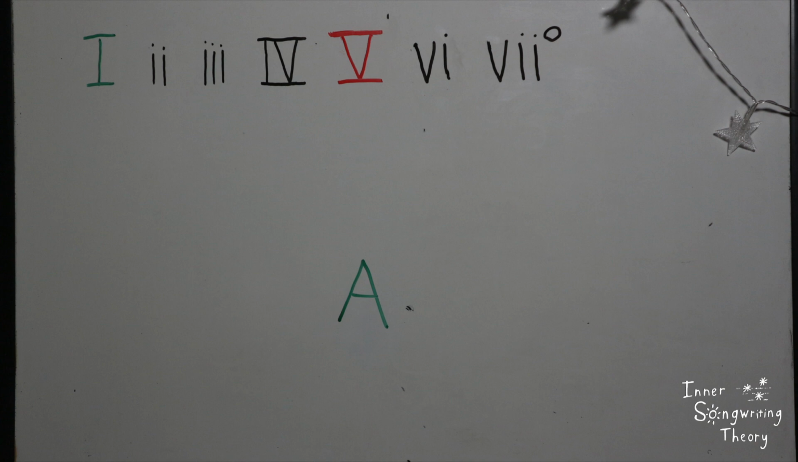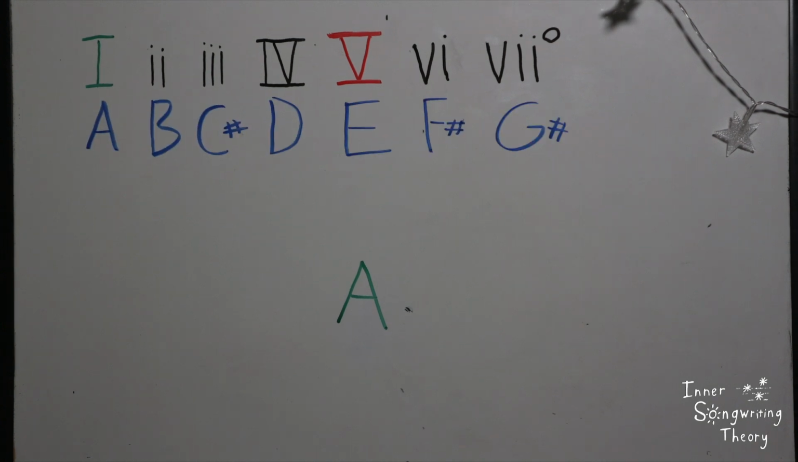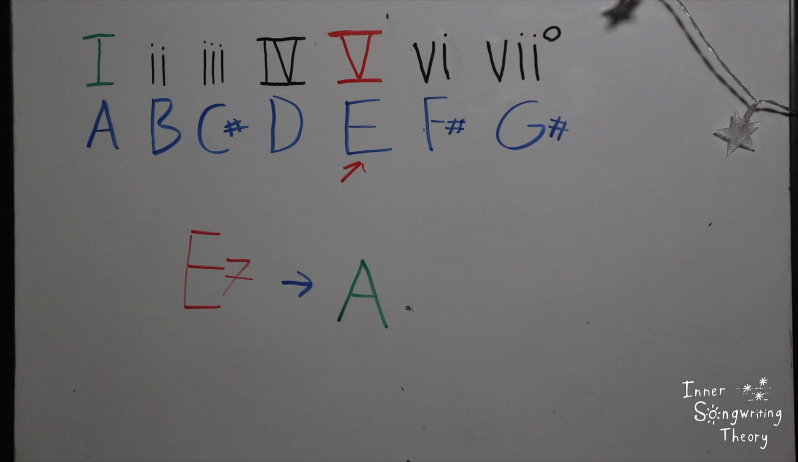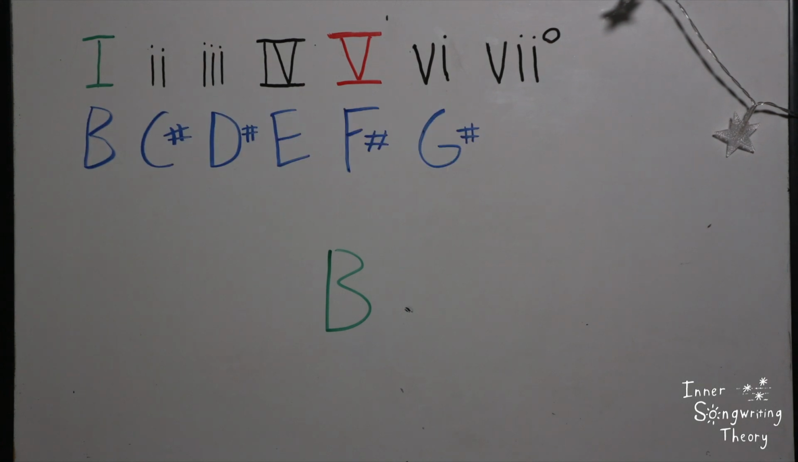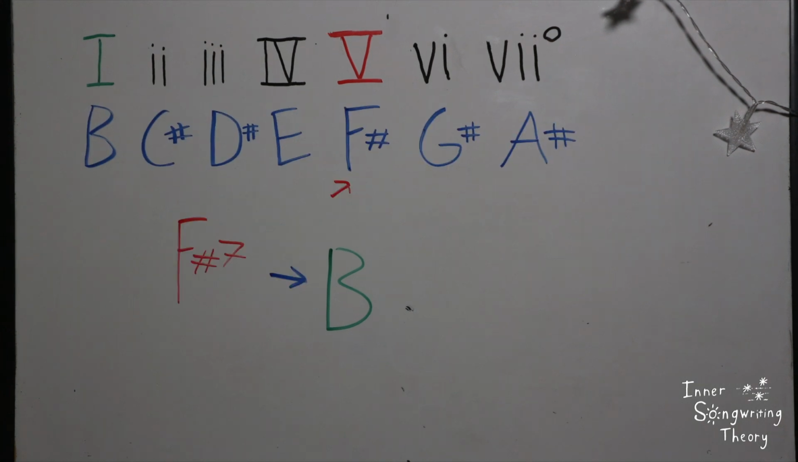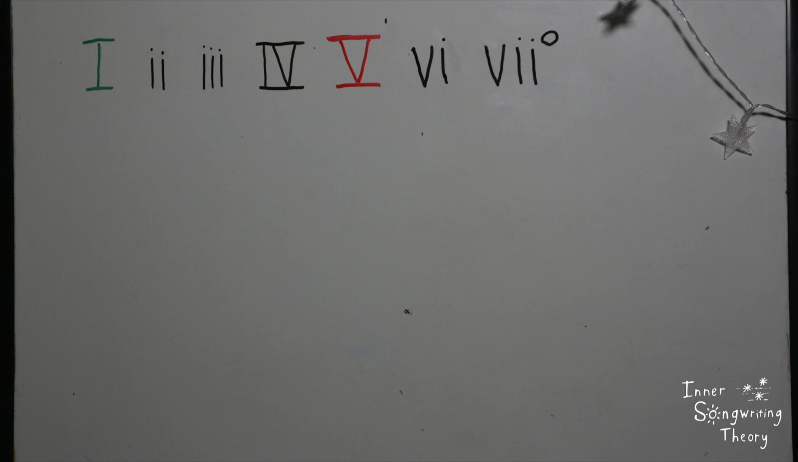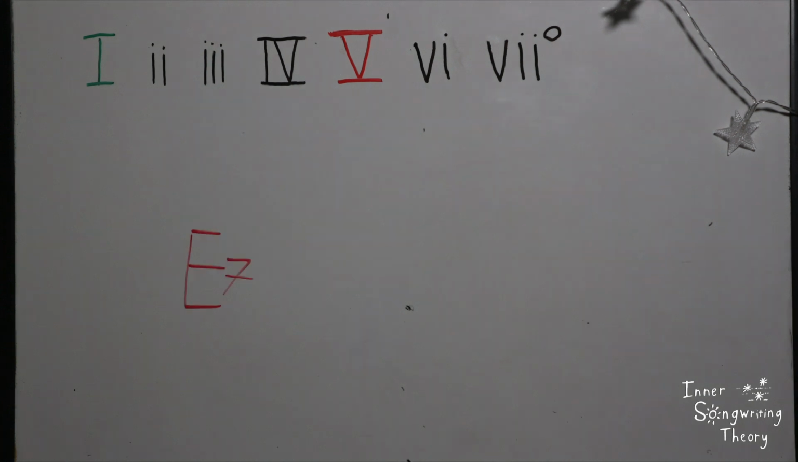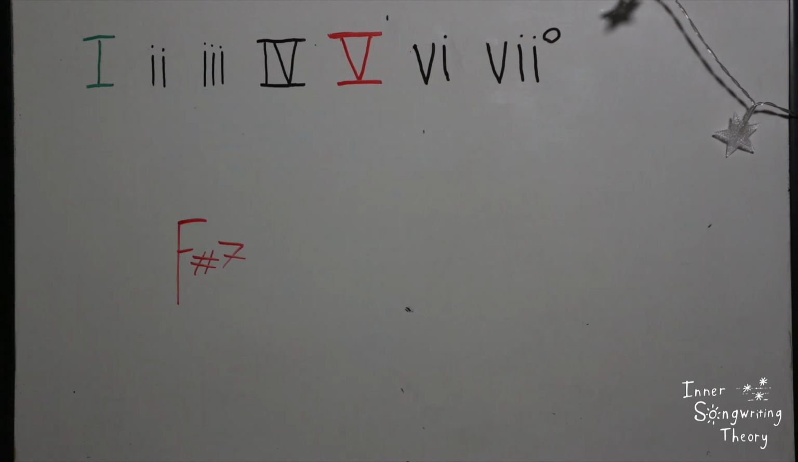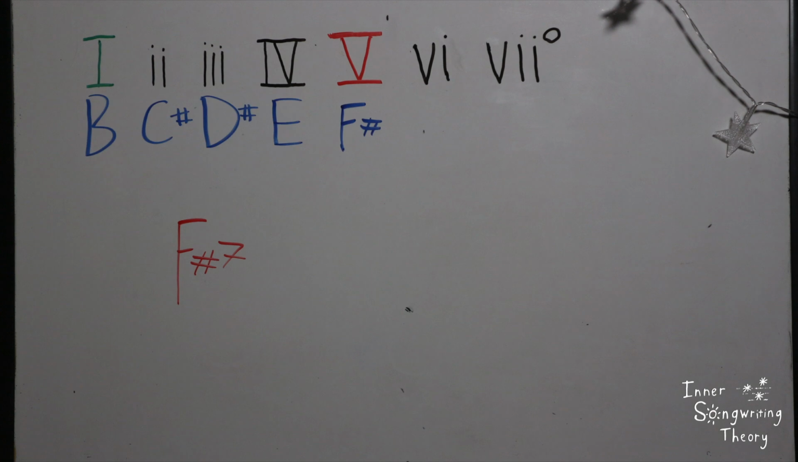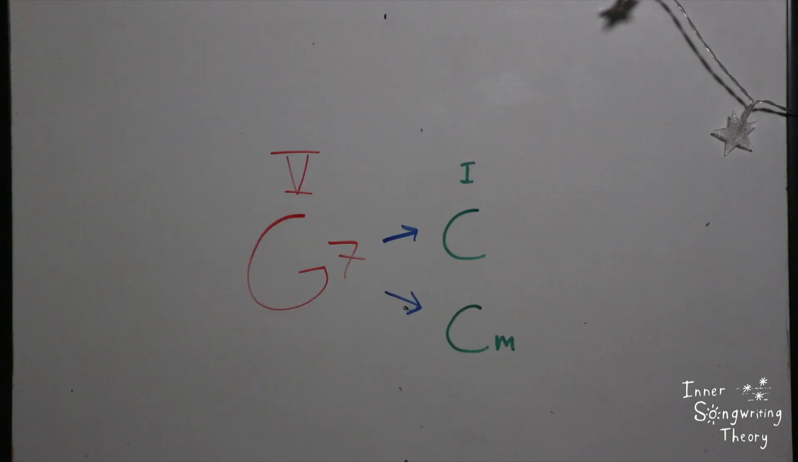For example, if I have an A as my 1 or tonic chord, I can work out the A major scale to find E7 is my 5 or dominant. If my tonic is B, I can use my B major scale to work out that F sharp 7 is my dominant. The same works in reverse too. If my dominant is E7, I can count backwards from the 5 to find A is my 1. Starting from F sharp 7, I can count back from 5 to find B is my 1. The process is the same whether your tonic is major or minor.